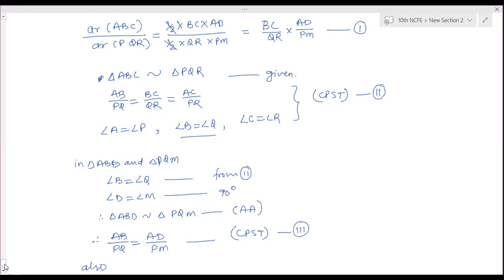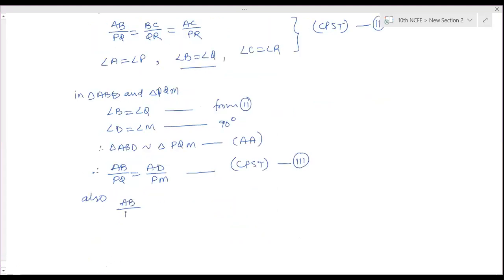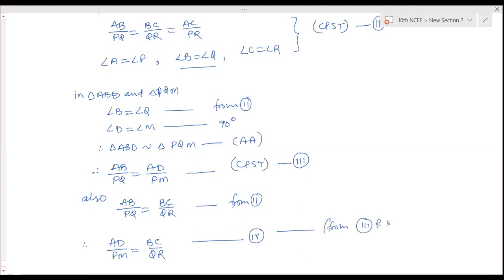Also, what we have, AB by PQ is equal to BC by QR from 2. So therefore, AD by PM is equal to BC by QR. Understood this part? Yes, ma'am. AB by PQ is equal to both the ratios. So these two ratios will be equal to each other. So AD by PM is equal to BC by QR from 3 and 4. This is 4.